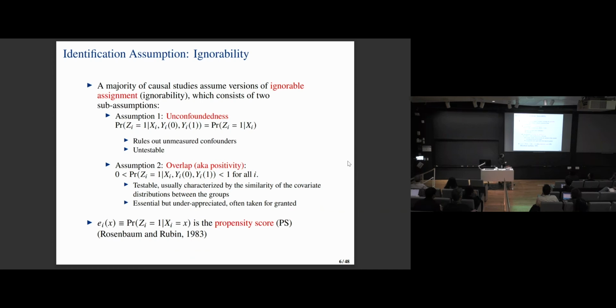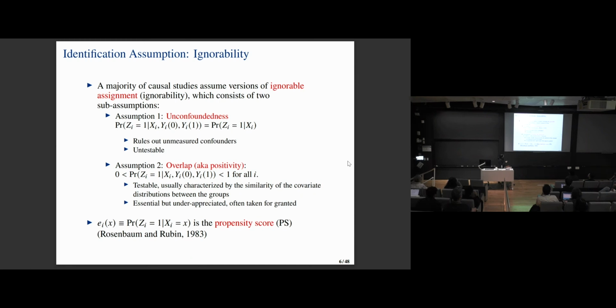The second is the overlap assumption, also known as the positivity assumption. It says that for every unit, the probability of being assigned to treatment or control is bounded away from 0 and 1. This is testable, so people take it for granted. It turns out that this is actually ultra important in causal inference, and it has become more prominent in recent years.